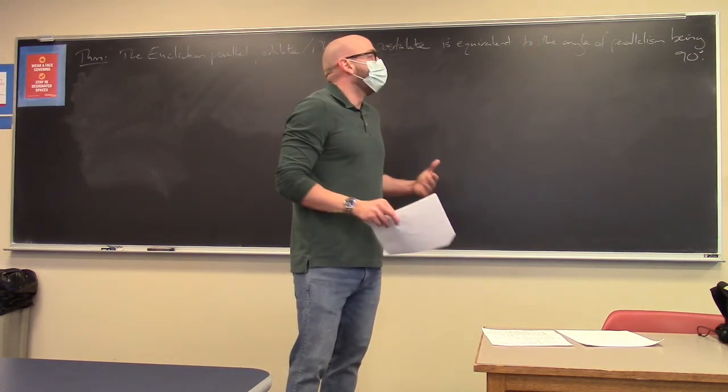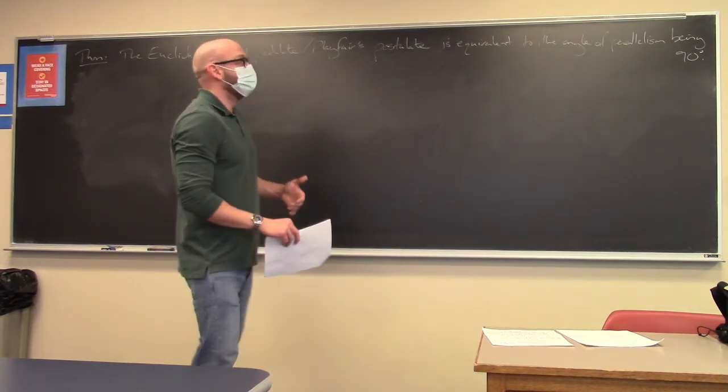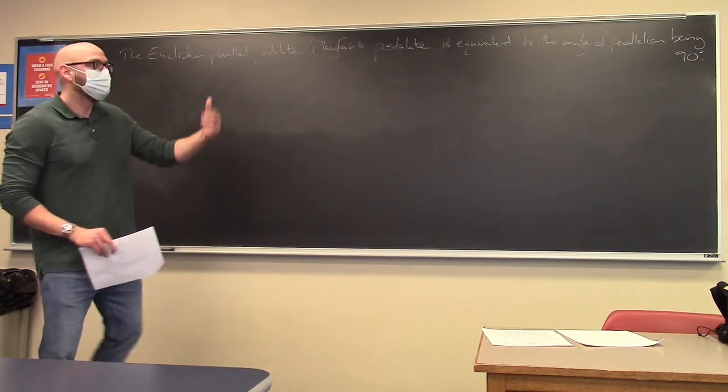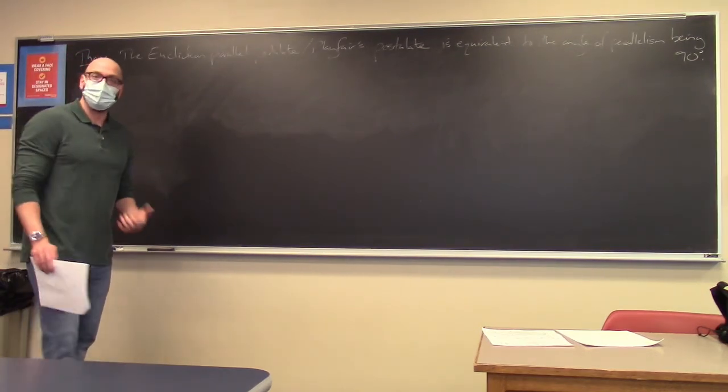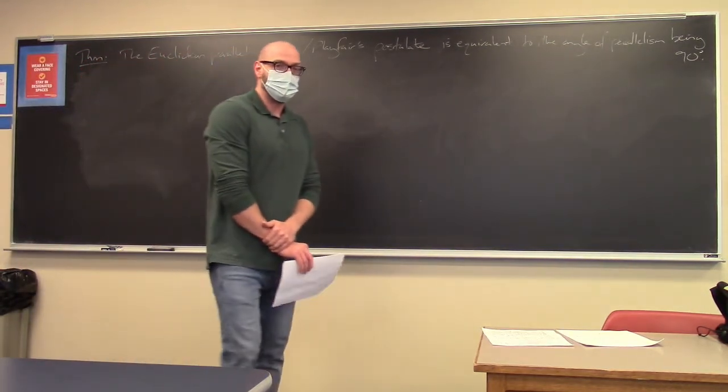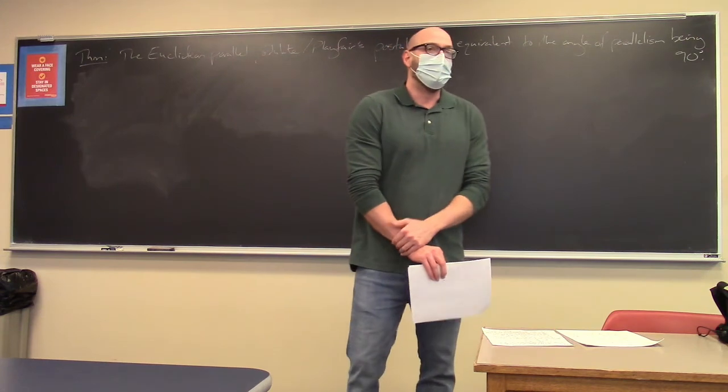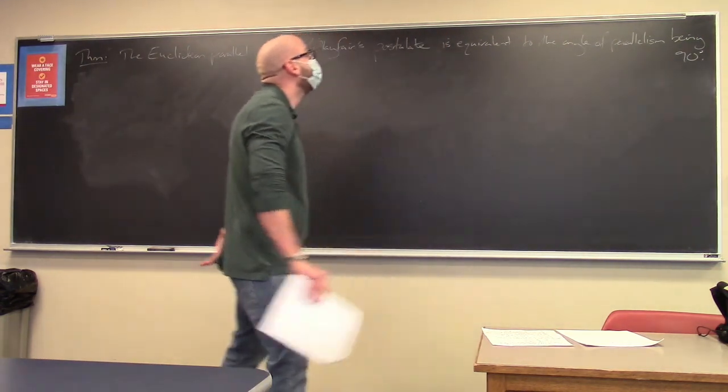And of course, one direction this should be obvious. In Euclidean geometry, the angle of parallelism is 90 degrees. This sort of establishes the opposite too. If it is 90 degrees, then we're working with Euclidean geometry. Then we have the Euclidean parallel postulate.